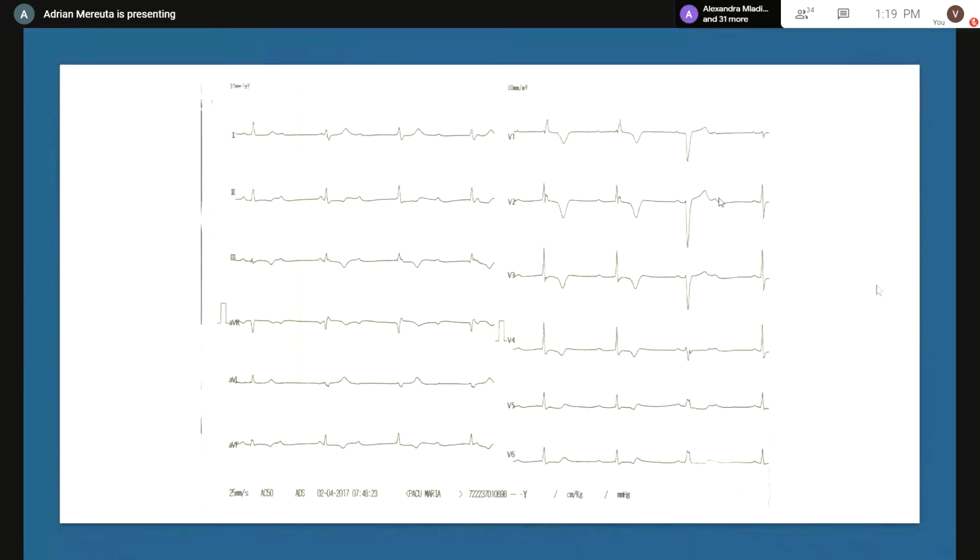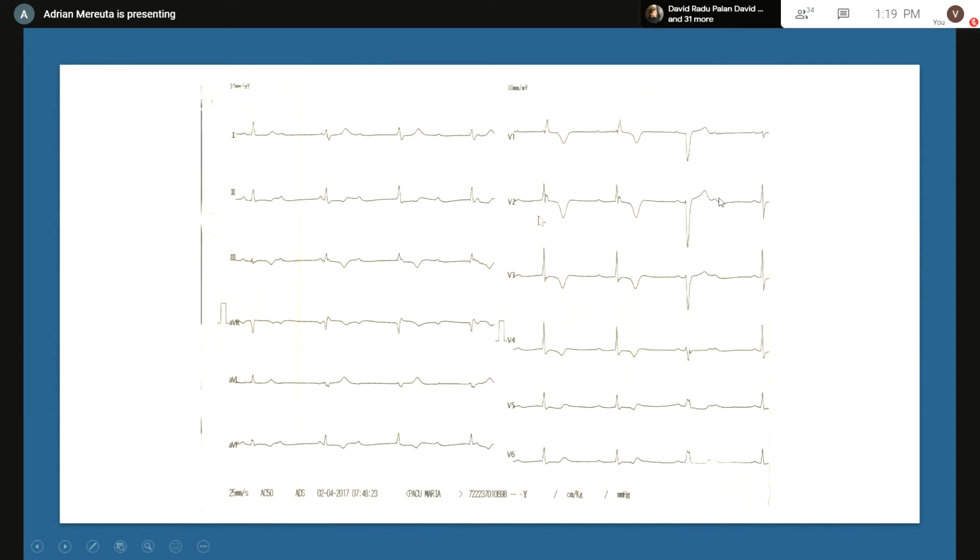Okay, and finally, we arrive at the complete AV block. Complete AV block has a few characteristics. One is bradycardia, because of course we're talking about ventricular rhythm. Second, because it's ventricular rhythm, the QRS complex is enlarged. And you see here, it looks like a right bundle branch block.